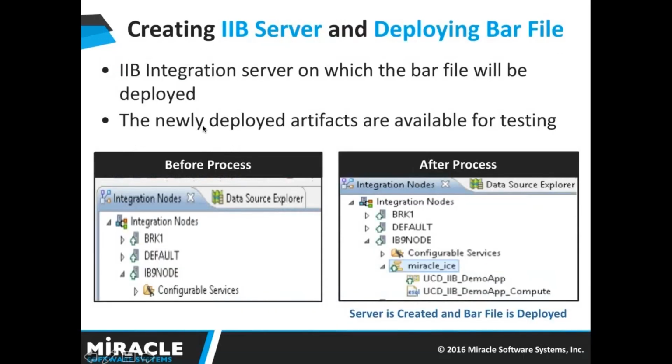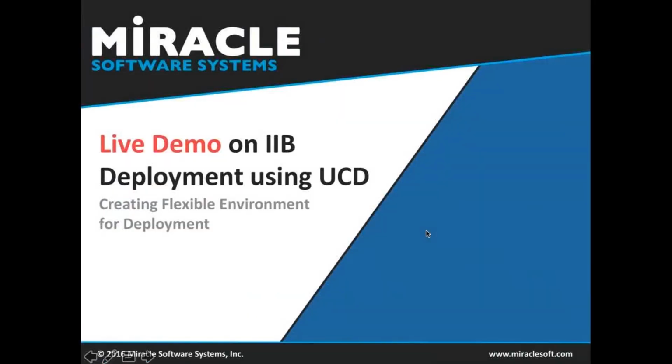And moving to the next, creating the IIB server and deploying the WAR file into it. This is the IBM Integration Server on which the WAR file will be deployed, so the new artifacts are available for testing. So now let's have a quick demo.